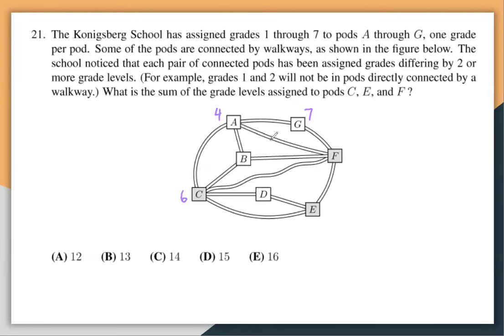If this is 4, then I can go with 2 because that should be 2 different. Now let's see if there's something we can do with this. If this is 4, I cannot have 3, so I cannot have 1 and 2 either. So 1, 3 doesn't work. We cannot have 5. So nothing is working with this case, and we cannot continue.